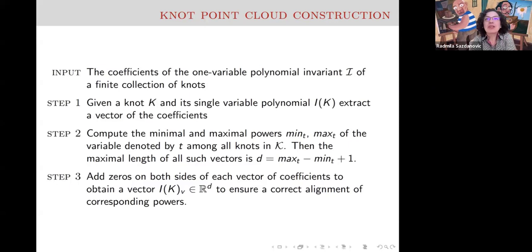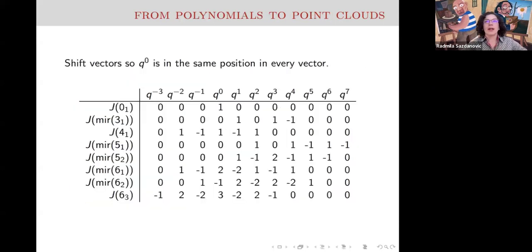Okay, so basically we're turning the coefficients of these one-variable polynomials into vectors. We need to find the minimal and the maximal power, so that we can see how big our point cloud is. And then we're going to center everything at the free term and pad everything with zeros. So I think it's much easier to explain this just by a sample.